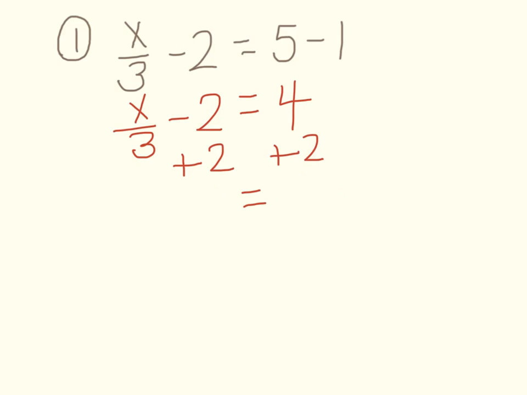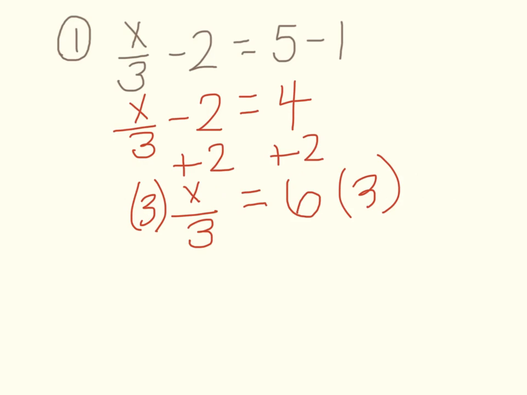So we're going to get 6 for the right side of the equation, and we're going to get x divided by 3. Now we need to get rid of that divided by 3, so we're going to multiply both sides by 3 in order for the 3's to cancel. So you're left with x is equal to 6 times 3, which is 18.